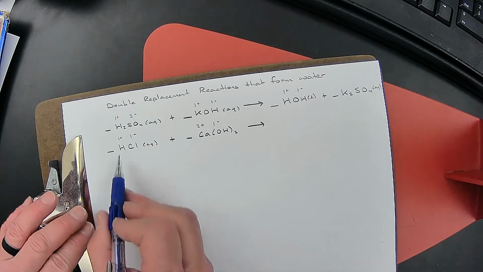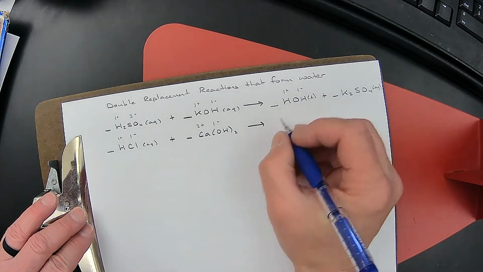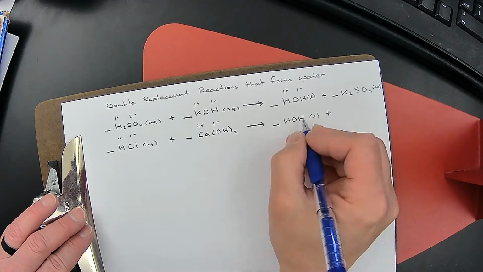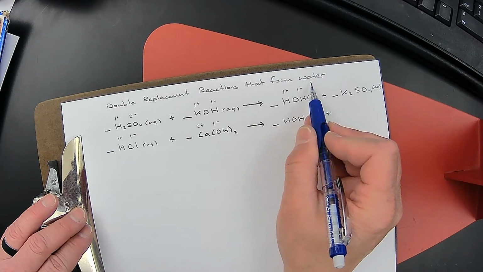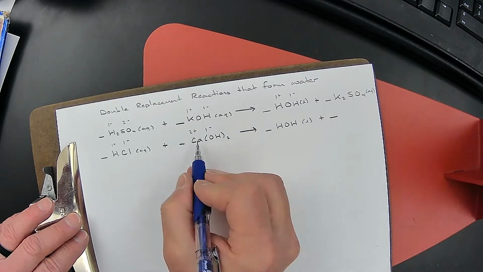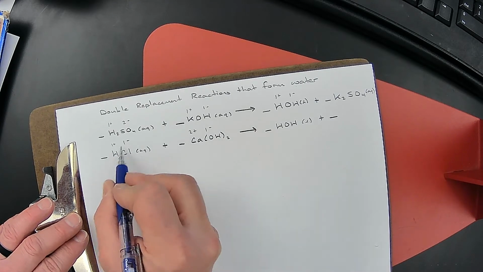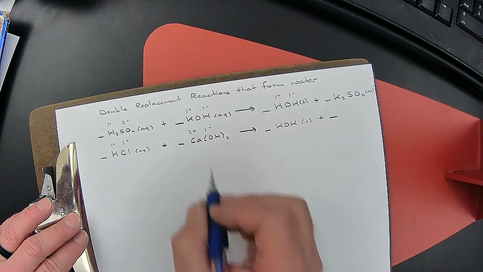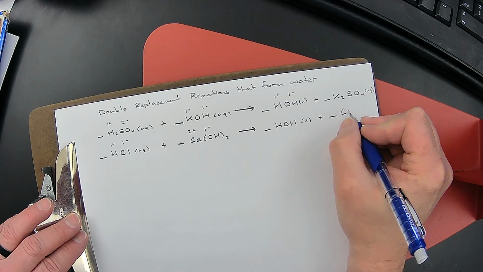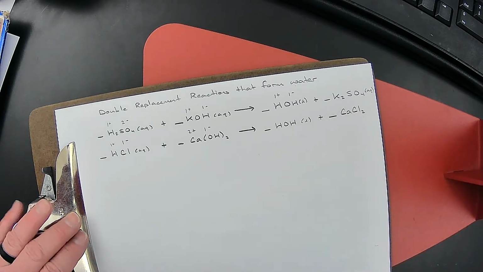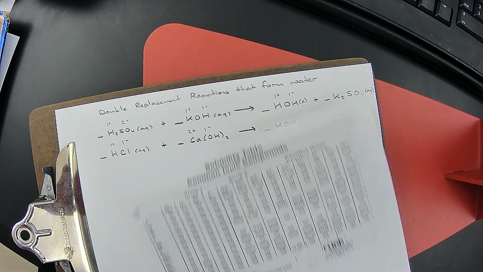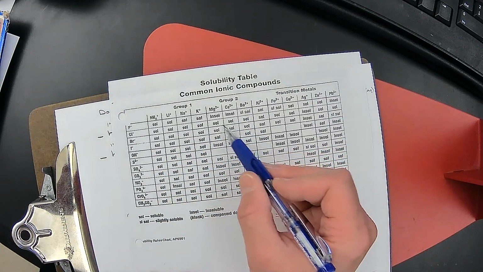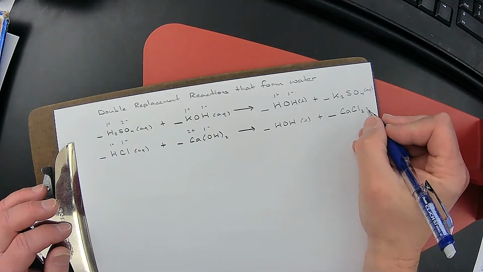So what happens is this 1 plus with the 1 minus once again becomes HOH, essentially H2O in the liquid phase. We're forming water, plus, and now this time calcium is going to be bonded with Cl, the positive with the negative, but the positive is always written first. So there's going to be 2 Cl's for every Ca. So we write it CaCl2. When we look up calcium chloride, calcium and chloride is soluble, so we write it as an aqueous solution.